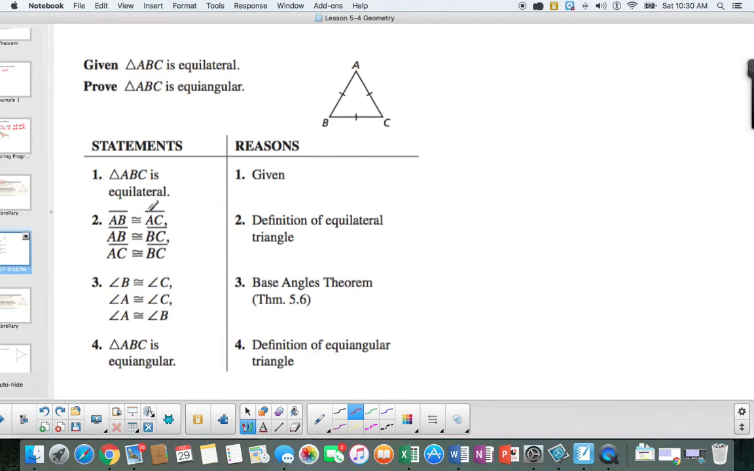All right, this is equilateral. That means all of these sides are congruent. So AB is congruent to AC. That means this angle will be congruent to this angle, and that's what we're saying here. And then AB is congruent to BC. That means this angle will be congruent to this angle. And then AC is congruent to BC, so this angle is congruent to this angle. And by the transitive property, you can see that they're all congruent to each other. And so if all the angles are congruent to each other, it must be equiangular, and that comes from the definition of an equiangular triangle.